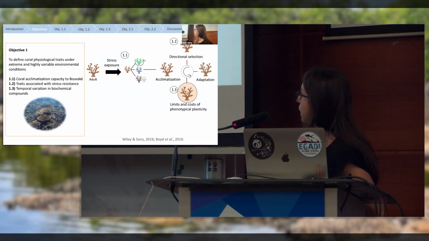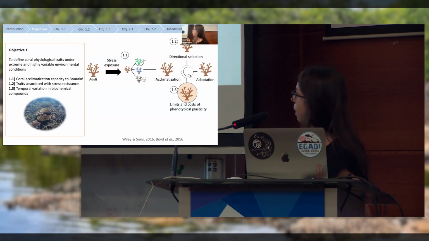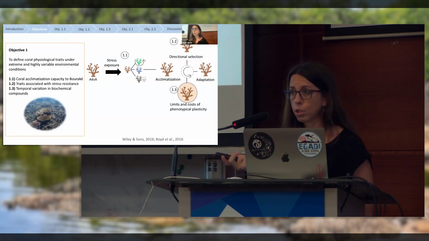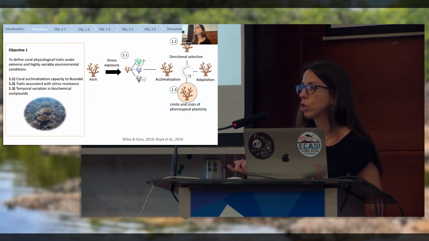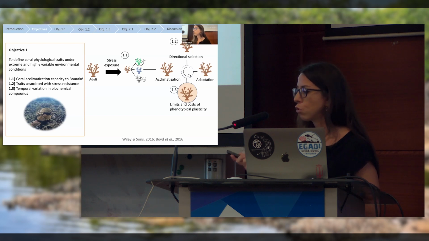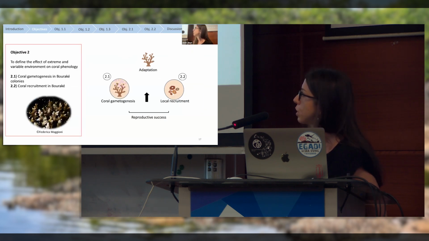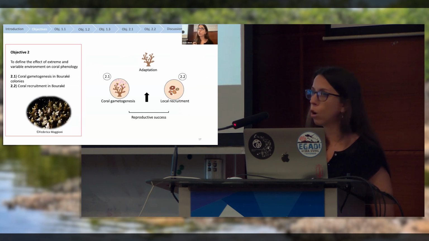Then the third point is based on the fact that phenotypical plasticity has some costs, some limits. So I wanted to evaluate the temporal variation of biochemical compounds, because they can be sources of energy for corals, and really nothing is known in the literature. The second objective is based on coral phenology.